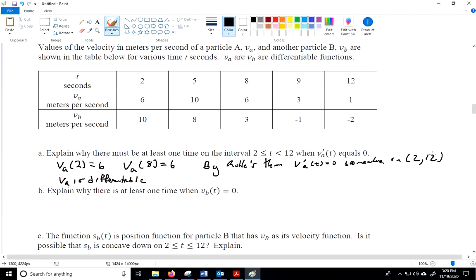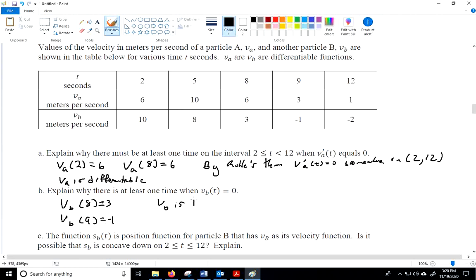All right. On letter B, we have explained why there is at least one time where V of B equals 0. So notice that this is not saying that V prime of B. This is saying that V of B equals 0. Well, that I'm going to use something different. I'm going to say v sub b of 8 is equal to 3. V sub b of 9 is equal to negative 1.